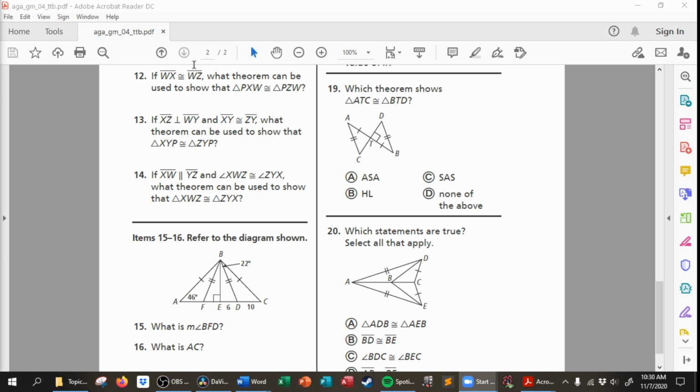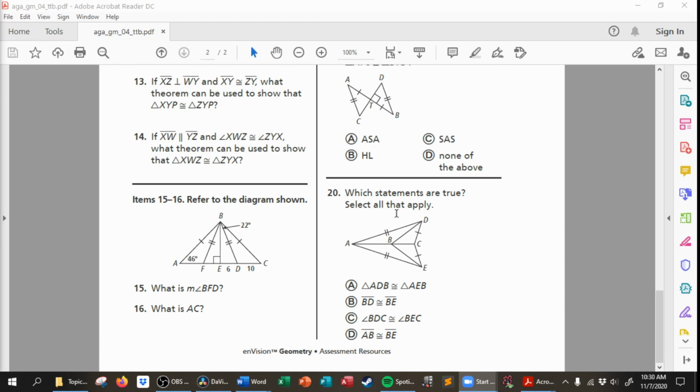Question 20 is select all that apply. So be ready for multiple answers to be right or just one to be right, depending on what it has marked up for us. So is triangle ADB congruent to triangle AEB? Let's pull out the line tool just to trace it. So A to D to B and A to E to B. All right. So we have 2 things going for us already. Let's circle those.